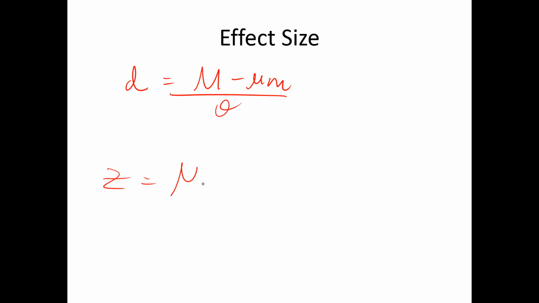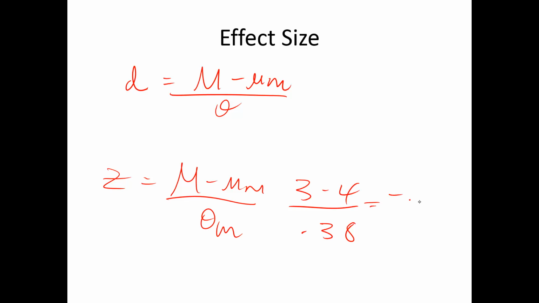So for effect size here, we're going to calculate D. And it's mean minus mu, still same as Z, but now over sigma. So remember that Z is mean minus mu divided by standard error. And so that's how we got 3 minus 4 divided by 0.38. So I had negative 2.63. But this one is going to be 3 minus 4 divided by 1.2, which is negative 0.83.